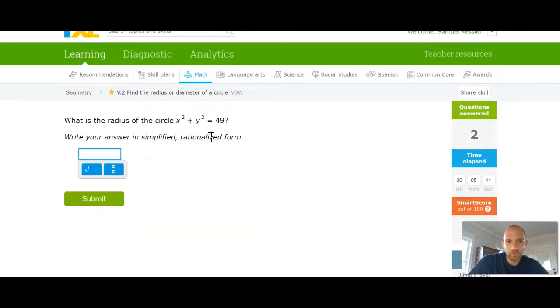Similar question here. What is the radius of the circle? x squared plus y squared equals 49. Again, remember, the equation of a circle, x squared plus y squared equals r squared. So the square root of 49 is going to be the radius of the circle. Square root of 49 is 7.